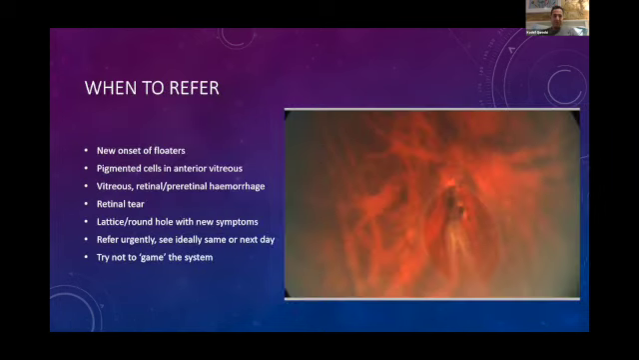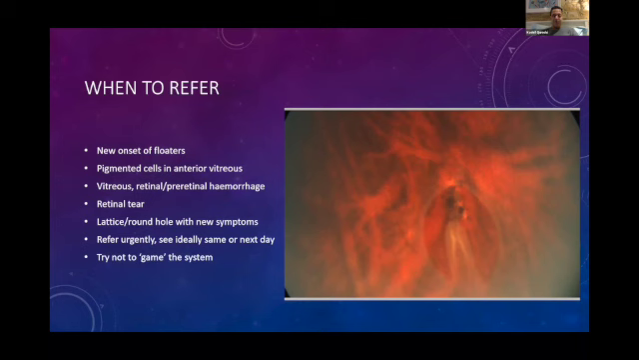When to refer these patients? If there's a sudden new onset of floaters, and there are pigmented cells in the anterior vitreous, and even in the posterior vitreous, or if you see vitreous, pre-retinal or retinal hemorrhage, if you can see a retinal tear, if you've got a lattice or round hole, but with new symptoms of floaters and flashes, then refer urgently, ideally the same day, but it can wait till the next day.